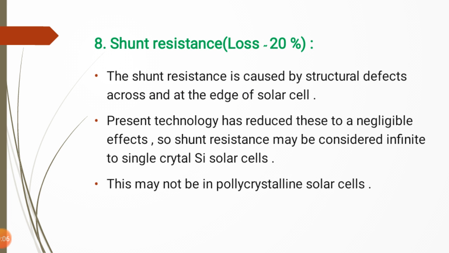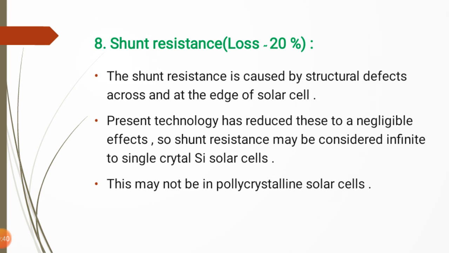The next parameter is the shunt resistance, which introduces about 20% loss. The shunt resistance is caused by the structural defects across and at the edge of the solar cell. That means, as we discussed, there are structural defects in the construction of the solar cell material, that is the semiconductor material, and at the edge of the solar cell. The edge losses also occur due to the improper concentration of the doping material within the solar cell.